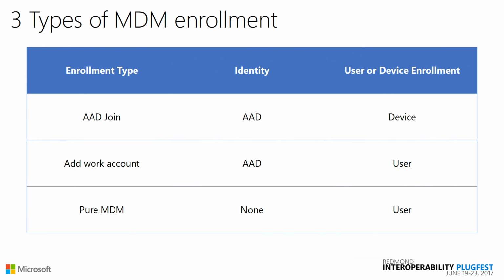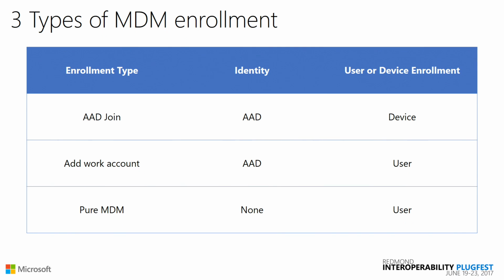Cool. To understand the different types of MDM enrollment, there are really three broad categories, and I'm generalizing a little bit: AAD join, adding a work account, and pure MDM enrollment. So you have three different main types of MDM enrollment. To break down what differentiates each of these types, it's important to understand the identity aspect of it. So going back to the example earlier, right?